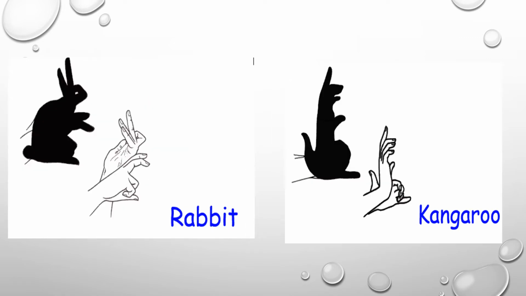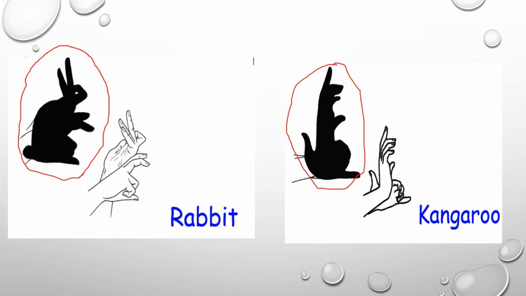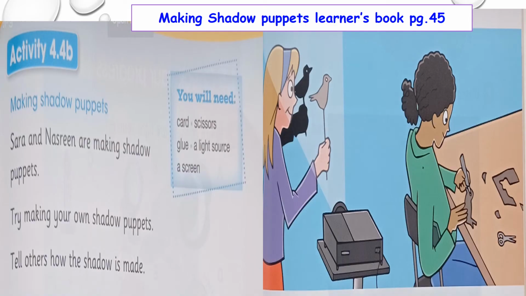We also have a hand shadow of a rabbit. And another of a kangaroo. Can you see the hand shadow of a kangaroo? Okay, so you can go on to try making hand shadows following these directions.